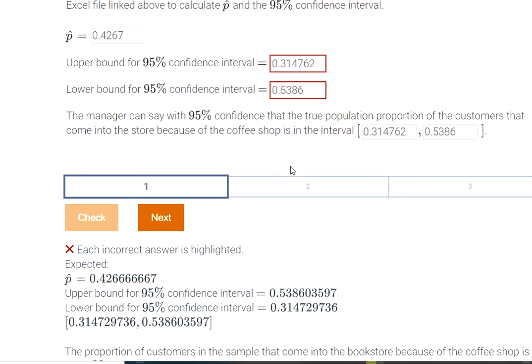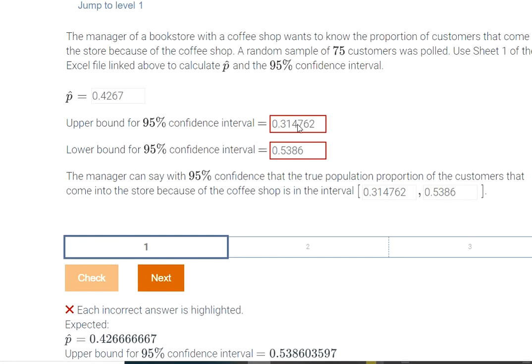Okay, so there's the lesson learned. Oh, I know why. No, it's my fault. Look, upper bound and lower bound. I switched those. I put my lower bound in my upper bound and my upper bound in my lower bound. So that was too critical of me of Zybooks. So just watch out for that. Usually you say lower bound first, then upper bound second, and I was just going too fast. So the lower bound is the lowest number. That should be 0.3147.